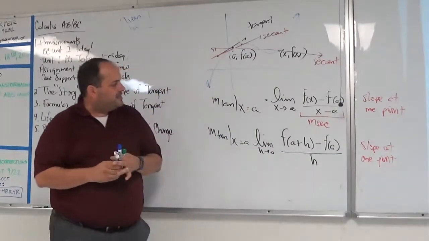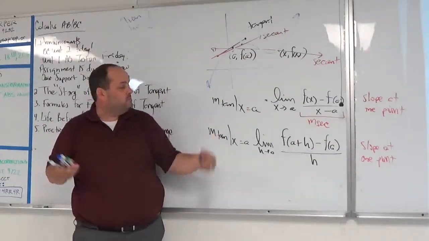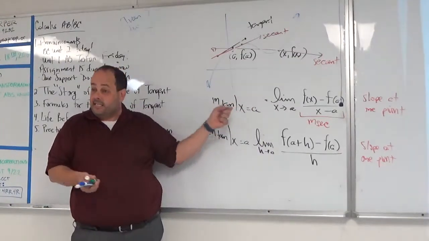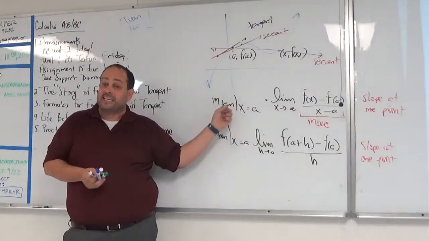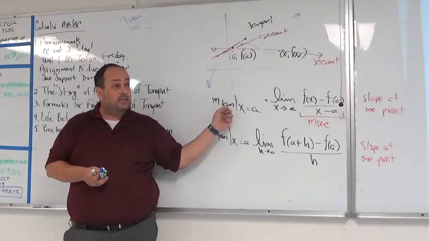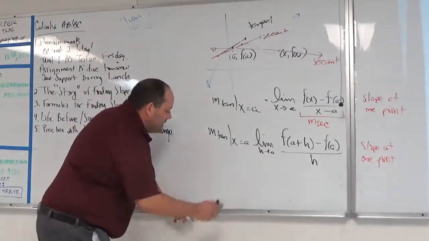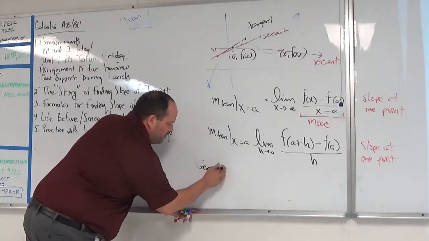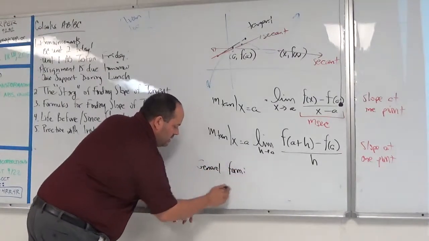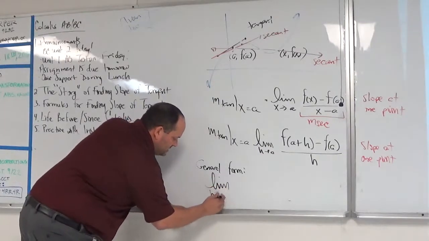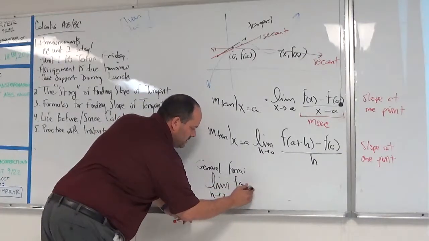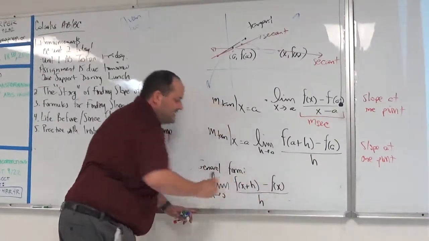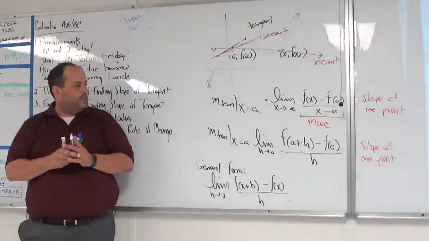So if I say go find the slope of the tangent line at 8, you can use the formula. But then I say, hey, go find the slope of the tangent line at a different point, you have to go through the process all over again. And it's a lengthy process. So instead, there's a general one, and this is called the general form. This is the limit as h approaches 0 of f of x plus h minus f of x all over h.